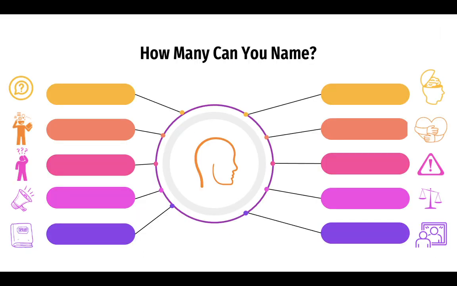Let's pause for a moment and think of how many learner profile attributes we can name. Go ahead and make a list from 1 to 10 and write down as many learner profile attributes as you can think of. You can pause the presentation here to complete this work. When you are ready to move on, click play to continue the video.